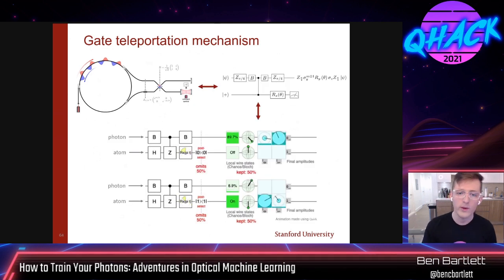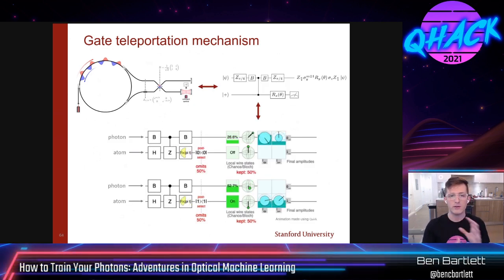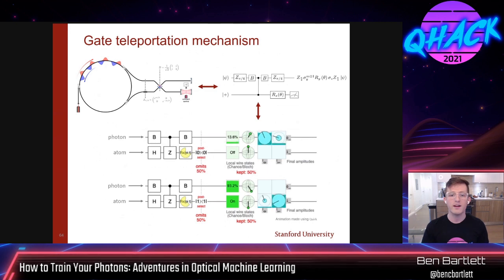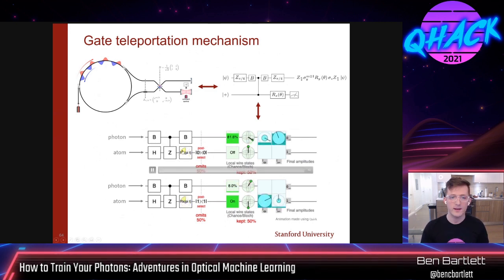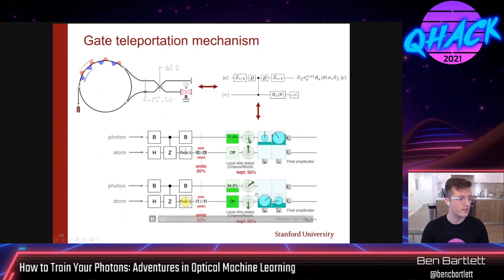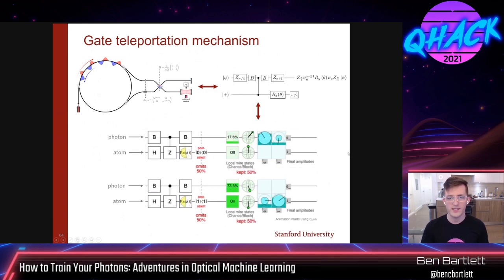So if we look at how varying the angle that we rotate the atom state by affects the state of the photon, we can see that as we rotate the state of the atom here, the state of the photon rotates by the same amount. And the only difference between these two is that whether the atom ends up in the G0 state or the G1 state means that the photon rotation angle will be offset possibly by pi.